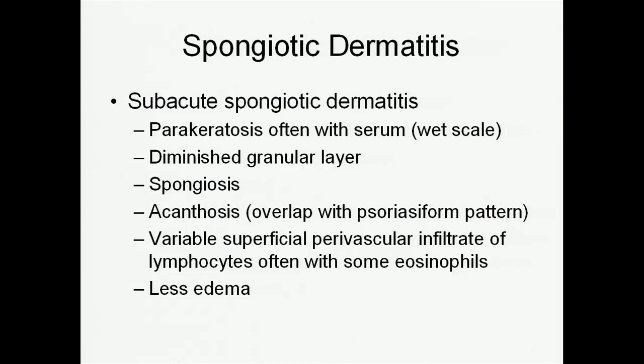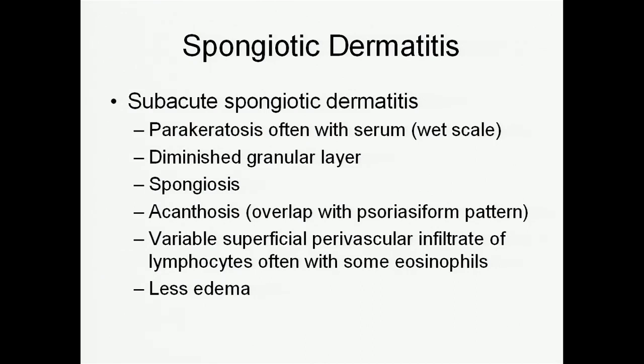With the subacute phase of spongiotic dermatitis, what happens is the epidermis tries to proliferate its way out of the problem. Because of that, you don't get appropriate terminal differentiation of the stratum corneum, so you have retained nuclei in the stratum corneum, so you have parakeratosis. And often with some serum in that parakeratotic scale, or it's a wet crust. You'll have a diminished granular layer because, again, the epidermis is not maturing normally.